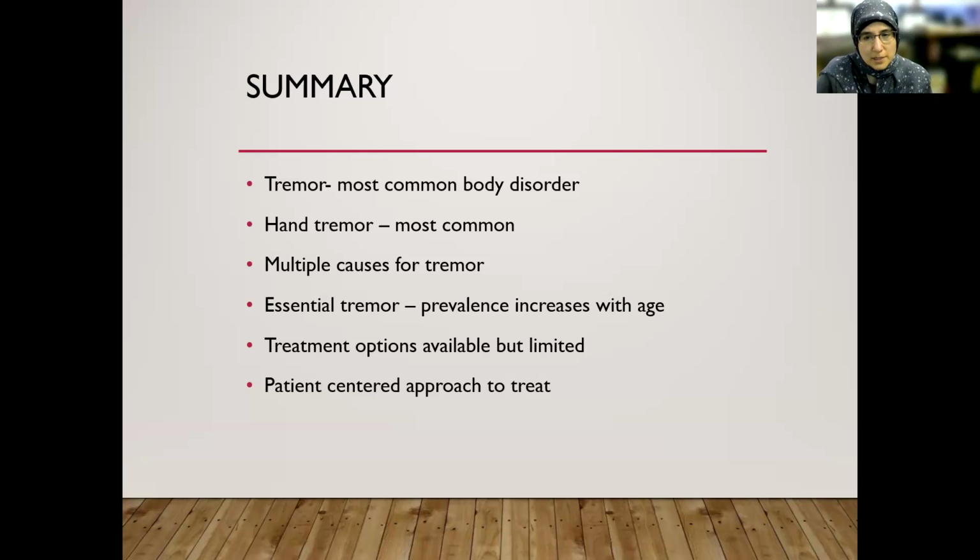And the prevalence of essential tremor increases with age. There are treatment options available, but they are limited, not only in medication but in surgical treatment as well. But definitely this is an evolving field. Over the last few years, we have seen different surgical options approved, and they are really helpful, with excellent responses, at least in the time frames that we have available for monitoring.